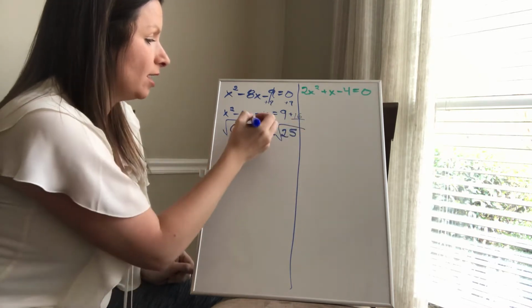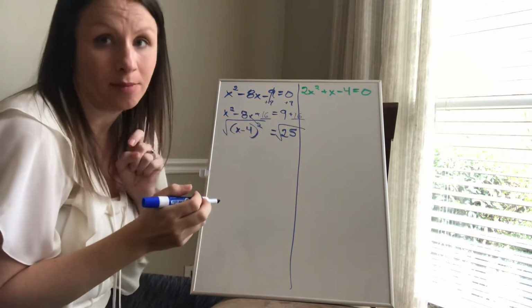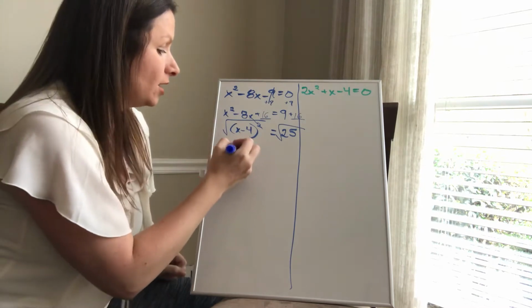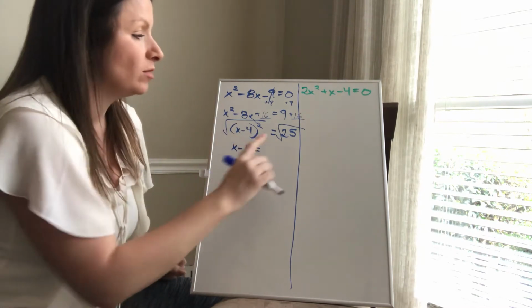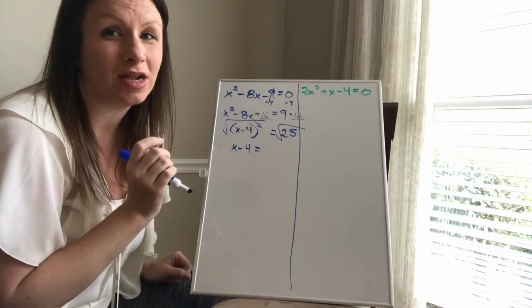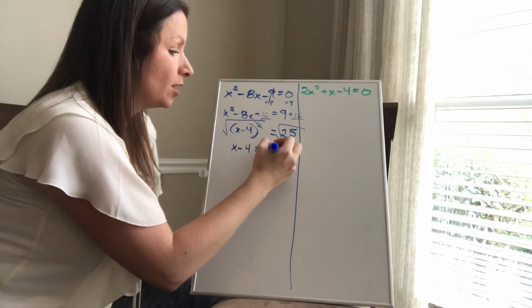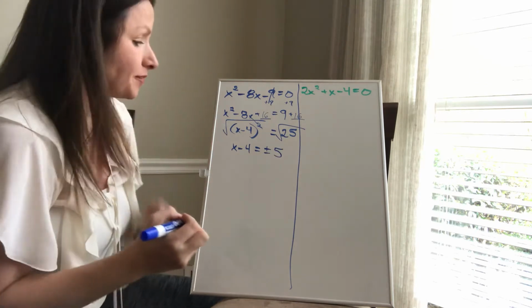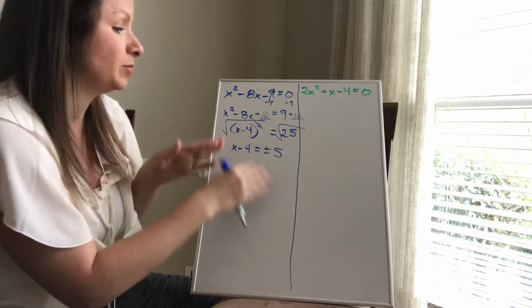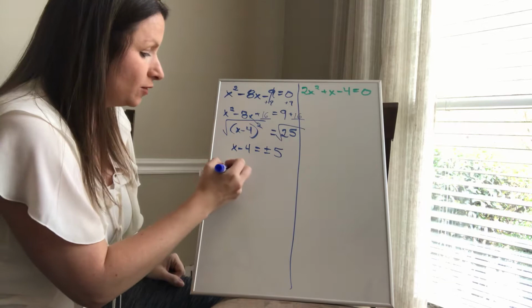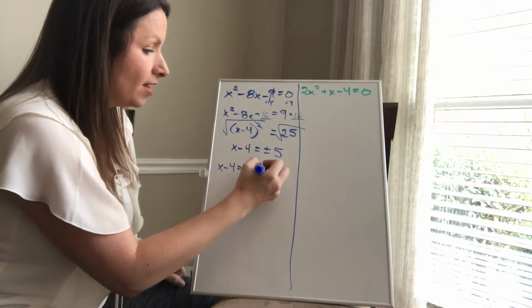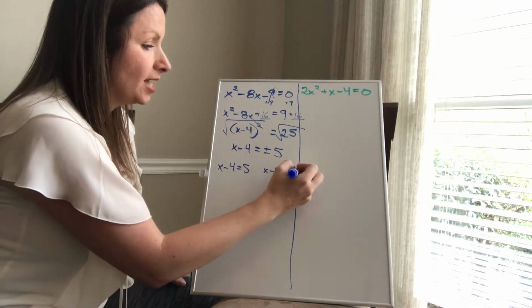Since squares and square roots are opposite operations, we can carry down our x minus 4. And when we take the square root of 25, remember that it has to be both positive and negative 5. So x minus 4 equals plus or minus 5. For our final step, we want to split our equation into two parts. So we have x minus 4 equals 5, and x minus 4 equals negative 5.